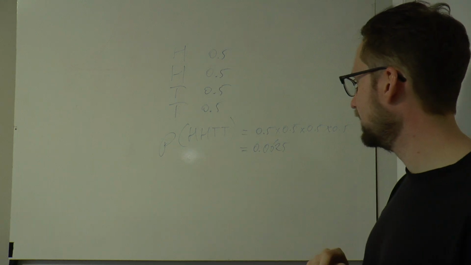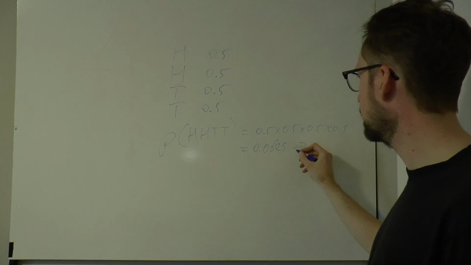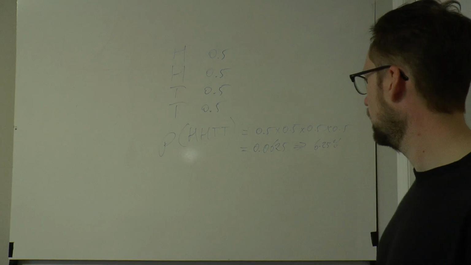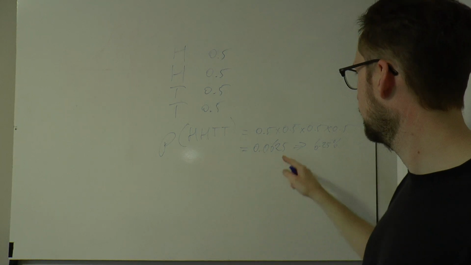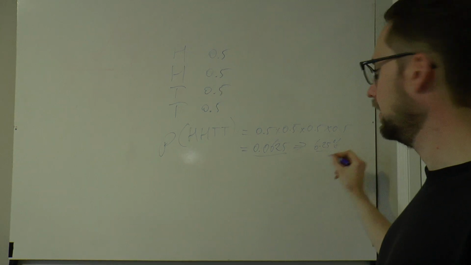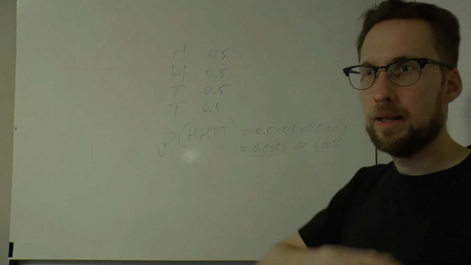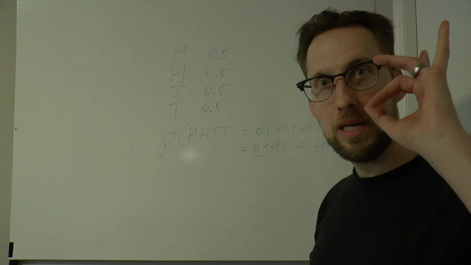Okay, that's the probability, and of course you could multiply this by 100. 6.25%. But again, this is the probability, and that's a percentage. And there we go. The OR rule, the AND rule. Done. This was it for this week.